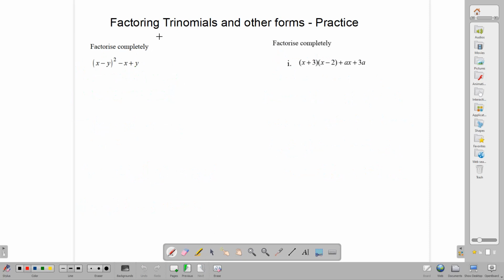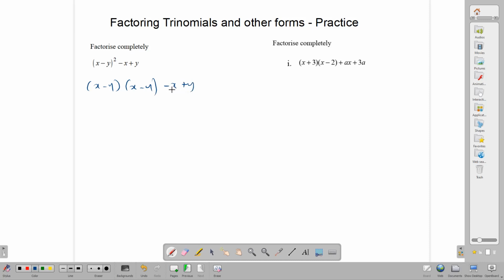What about this expression? How do we factorize something like this? Well, first we can write this out. What does x minus y squared mean? It means x minus y times x minus y. And write this down, minus x plus y.